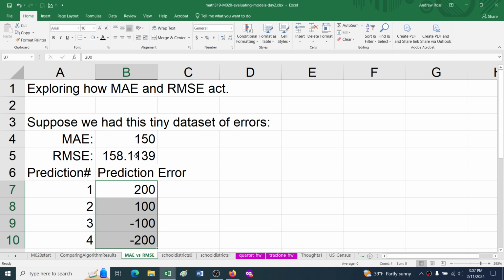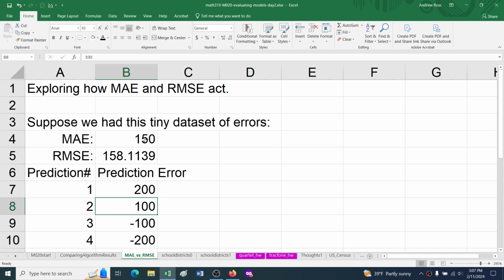Let's look at the root mean squared error though. It's a little bit bigger than 150, isn't it? Why is that? Well, the 200, when you square it, becomes 40,000, or negative 200 squared is 40,000. The 100 squared is only 10,000, so the larger errors get much larger when you square them, assuming they're over 1.0, and so they end up with more weight in the final average.